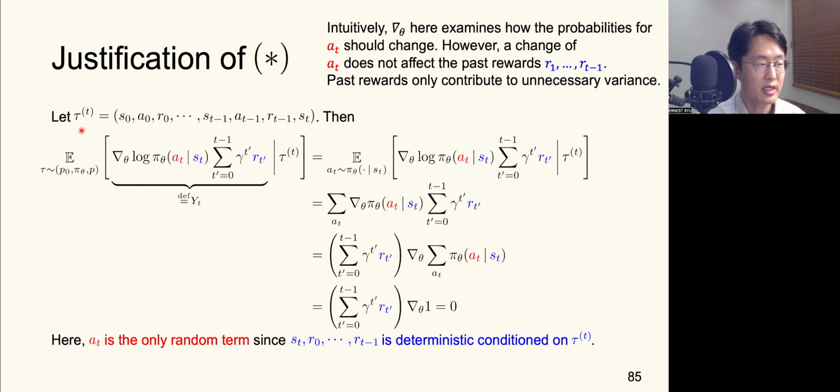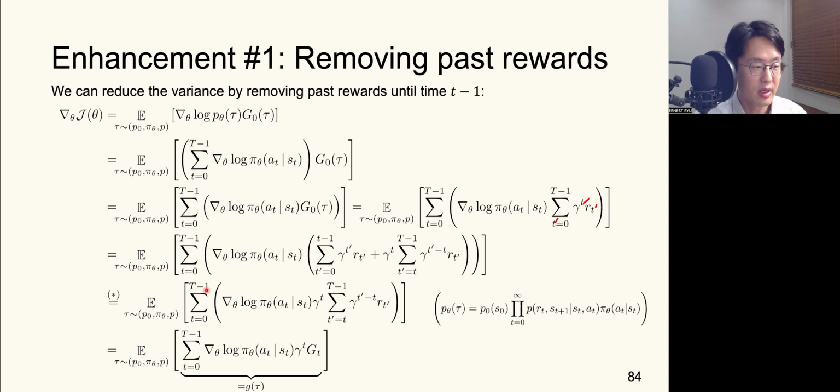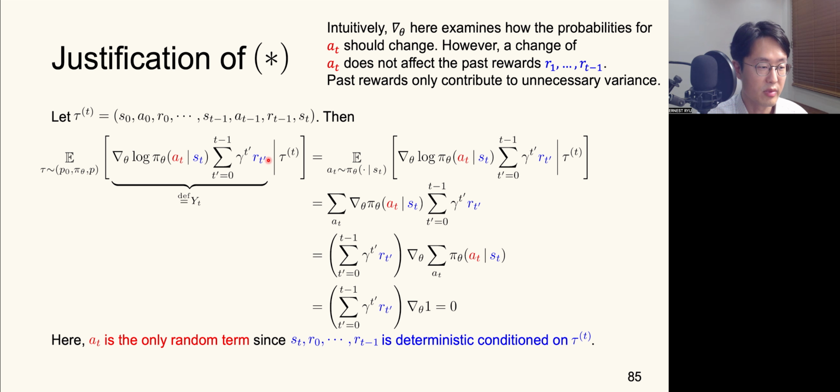Okay, so let tau t be a partial trajectory starting at state S0, going up to state S little t. And let's consider one of the terms. So this grad log pi summation thing, this is a term that we're going to keep, right? So let's pay attention to this. Here we have a summation from t equals 0 to big T minus 1, so we're considering just one of those terms. Okay. All right. So let's examine this thing.